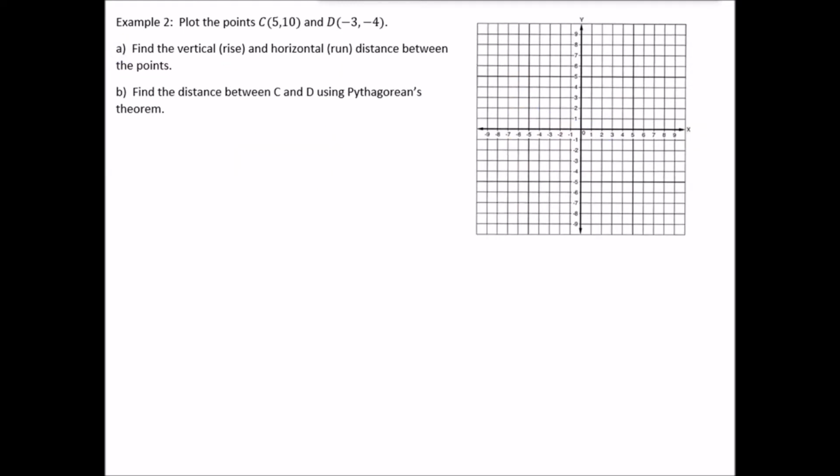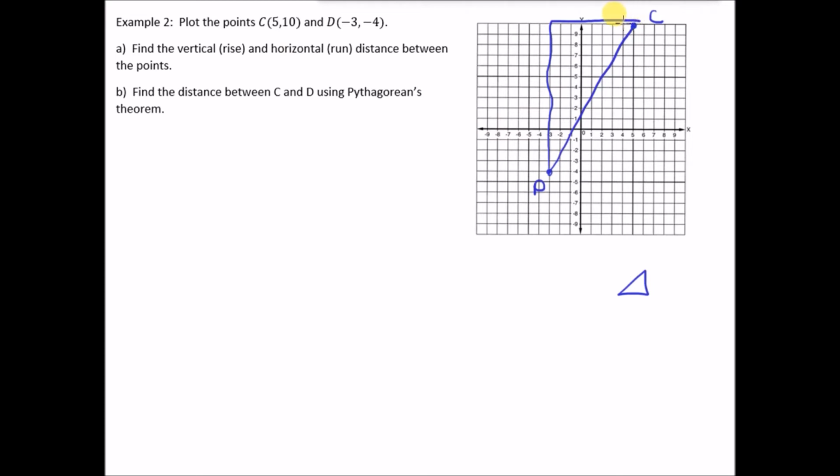Let's do a similar example. Let's plot C and D. C is 5, 10, so 5, all the way up here. And D is negative 3, negative 4. Again, we're going to do the exact same thing. We're going to calculate the rise and the run. You could have had this triangle look like this. That's fine.